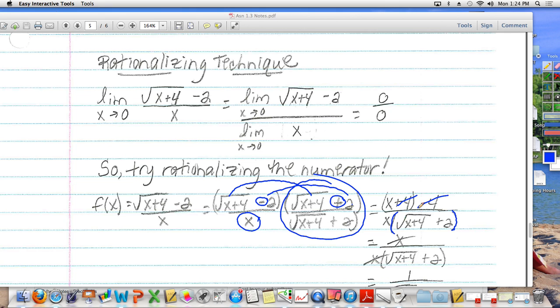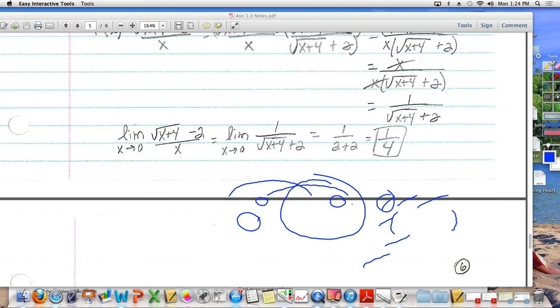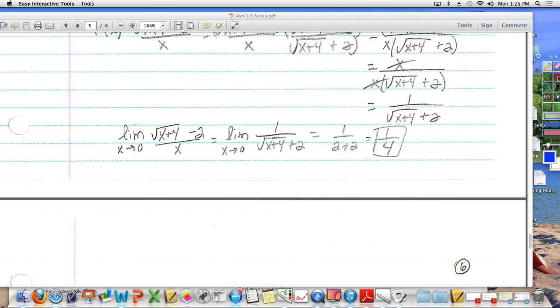All we have left here is an x, and it cancels out with the x on the bottom. So that's what happened here, the x's are canceled out, leaving you with 1 on the top. Remember, if everything cancels out on the top, you still have a 1 on the top. You always have a 1 left over. So there's a 1 on top, and on the bottom you have the square root of x plus 4 plus 2.